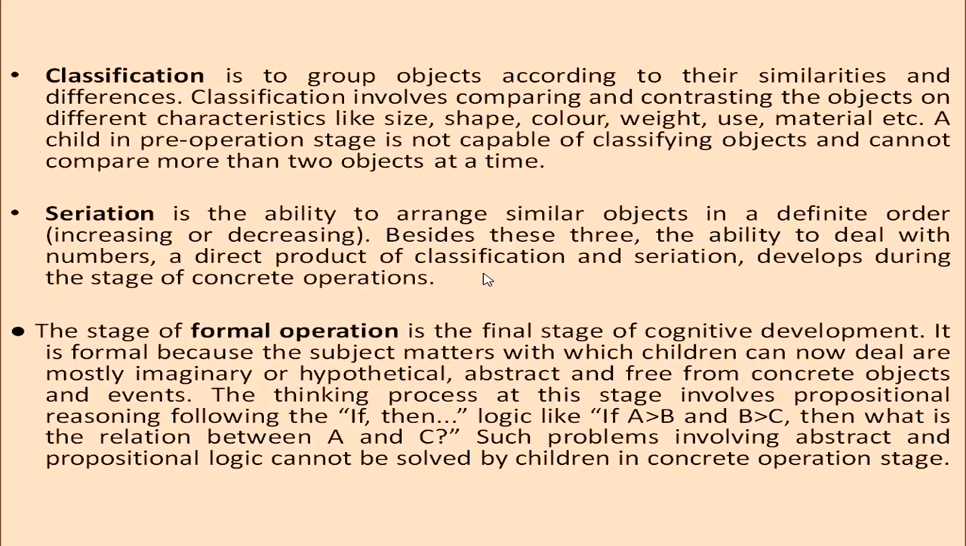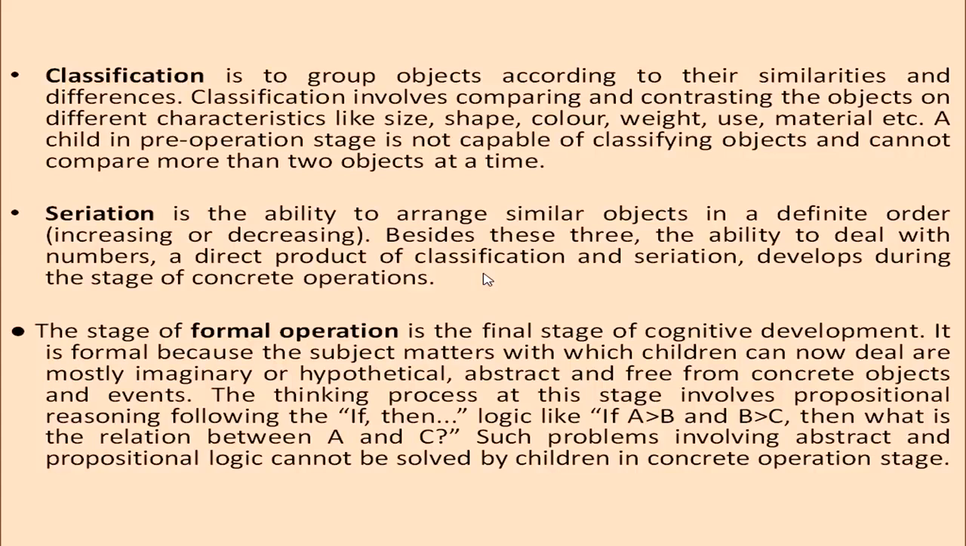For example, if we give children red colored square blocks, red colored rectangular blocks, green colored square blocks, and green colored rectangular blocks, and we ask them to classify, they will be able to do classification only as per one or two different criteria, whereas a child in the concrete operational stage would be able to go in a sequential manner and would be able to classify the objects as per size, shape and multiple variations.